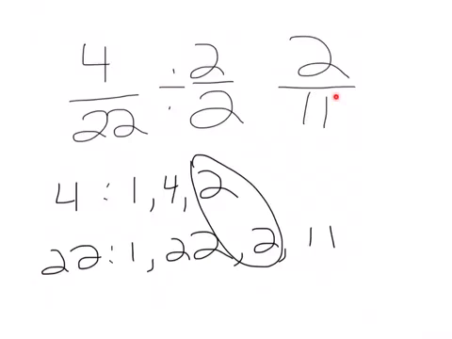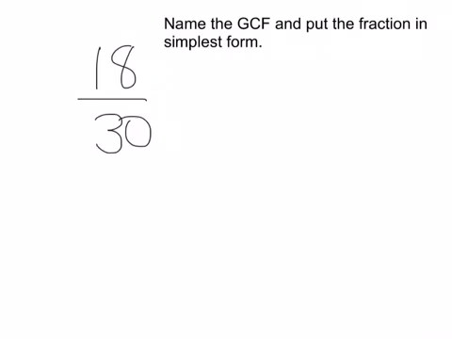Okay, we're going to move on to our homework. So if this didn't make sense, now's a chance to rewind it, watch it again, ask specific questions, and make sure that you understand. Okay, your homework tonight is to name the greatest common factor of 18/30ths and then put the fraction in simplest form. So you're going to have 2 answers.